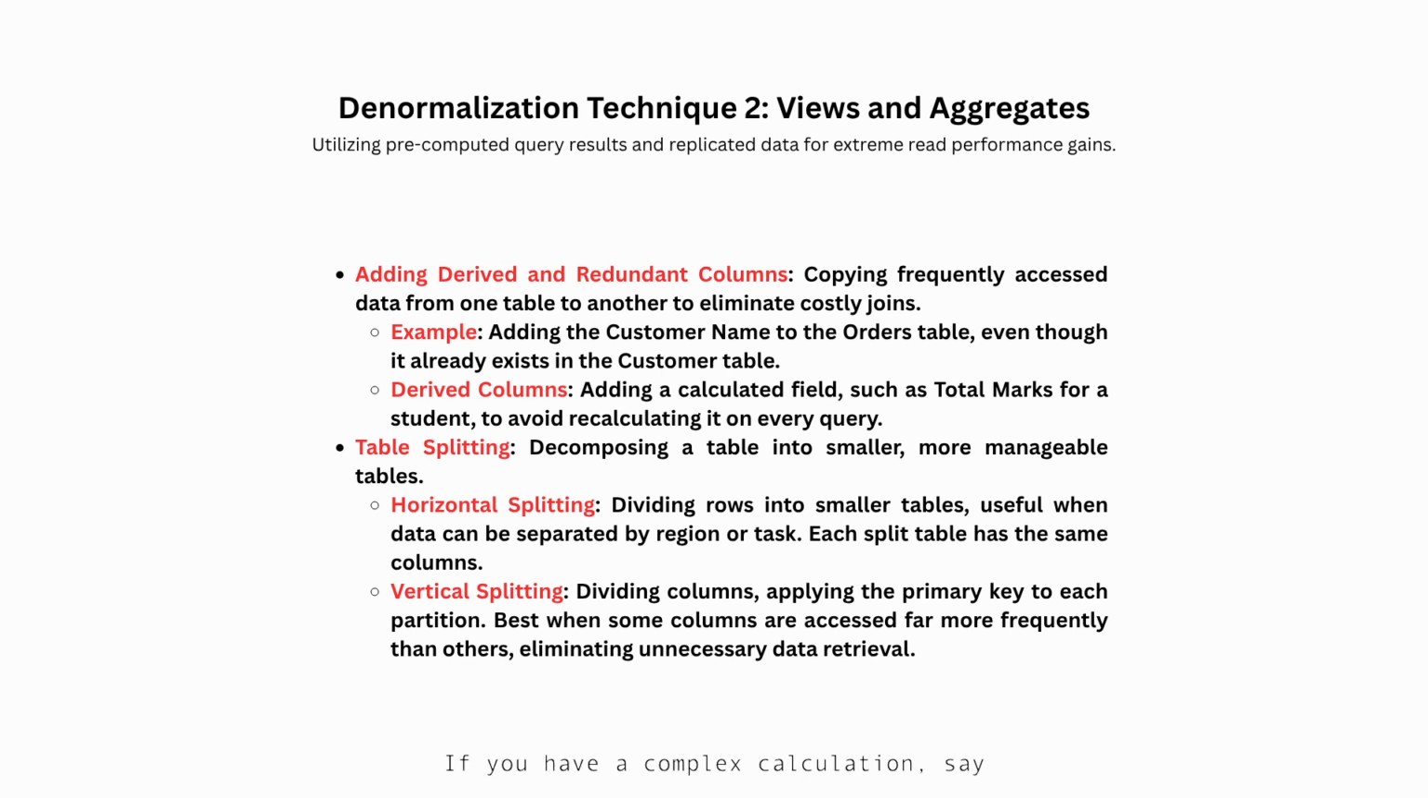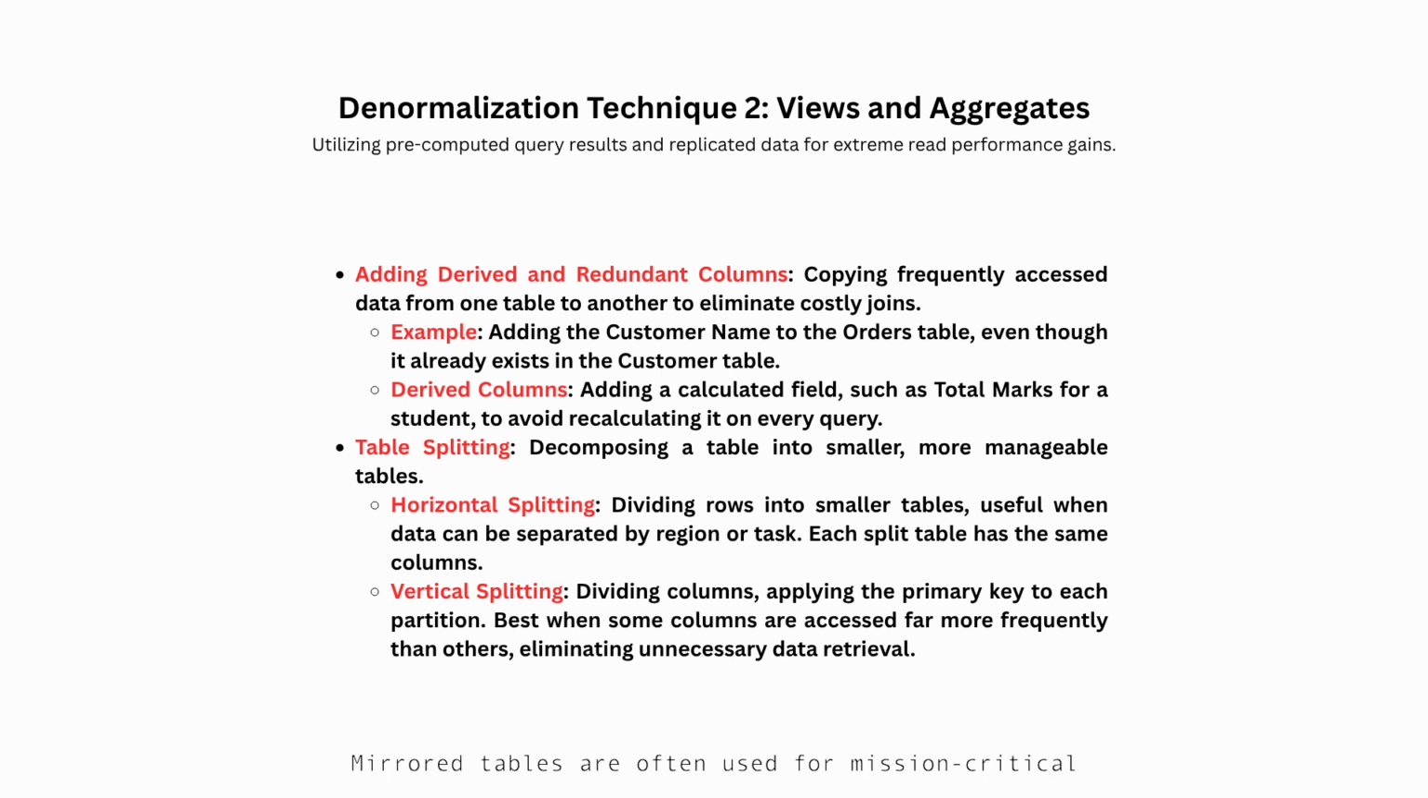Materialized views and mirror tables represent an advanced but critical denormalization strategy. If you have a complex calculation, say calculating the lifetime value of every customer, that takes 30 seconds to run, and your application needs this value frequently, you use a materialized view. You run that 30-second query once, store the result in a view, and then your application gets the answer instantly until the view is refreshed.